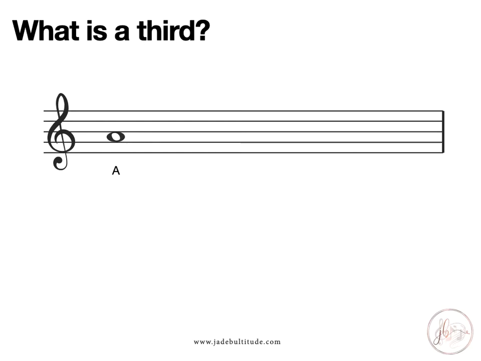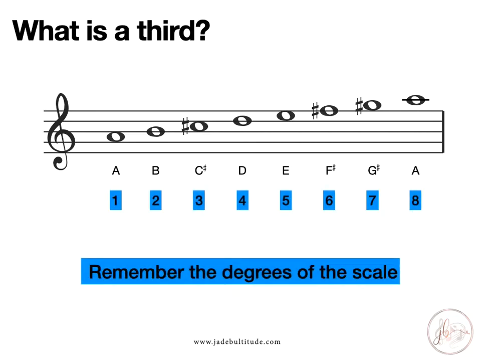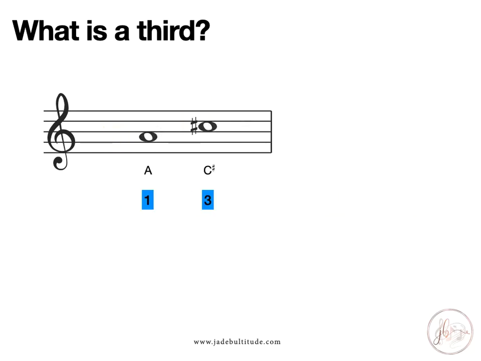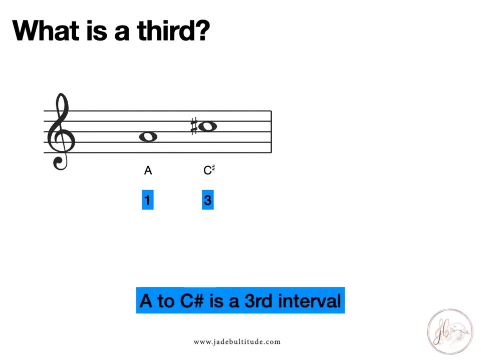Let's write out the A major scale. Now let's remind ourselves of the degrees of the scale. A is the first degree, B is the second degree, C sharp is the third degree, etc. So C sharp is a third above A. So this is a third interval. Let's be specific though, it's a major third interval because we used the A major scale.